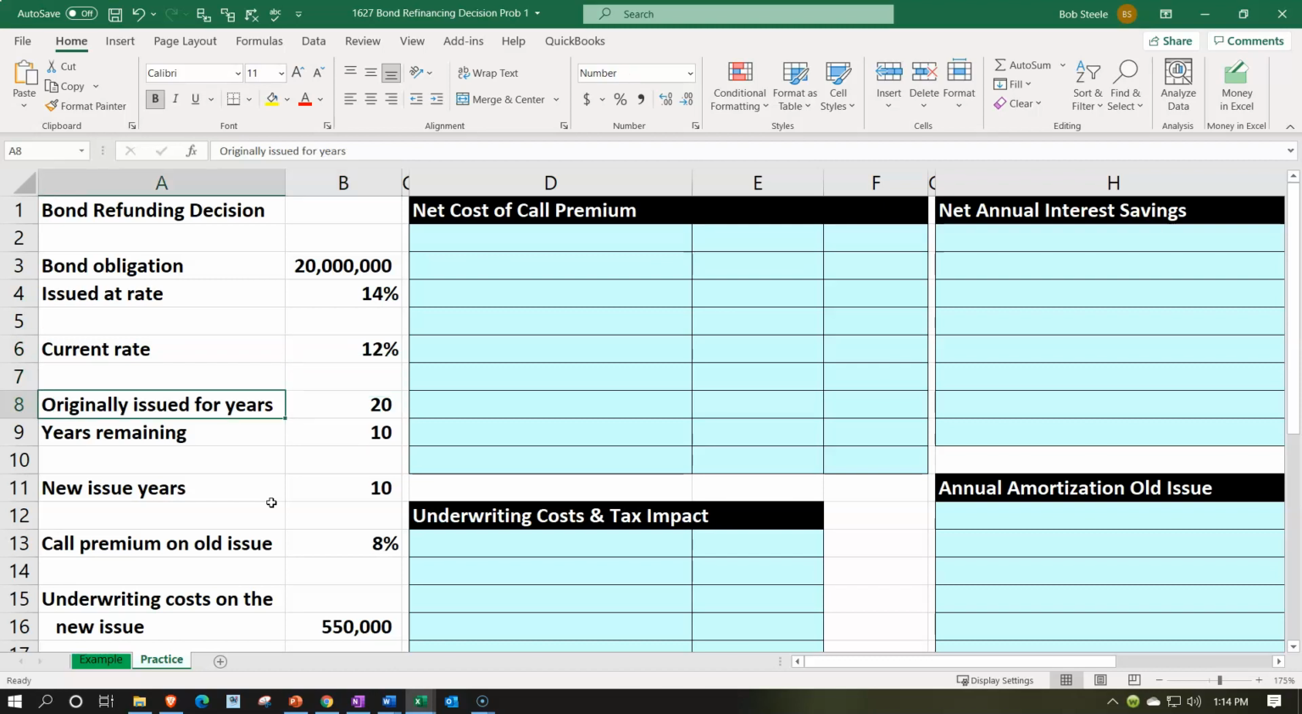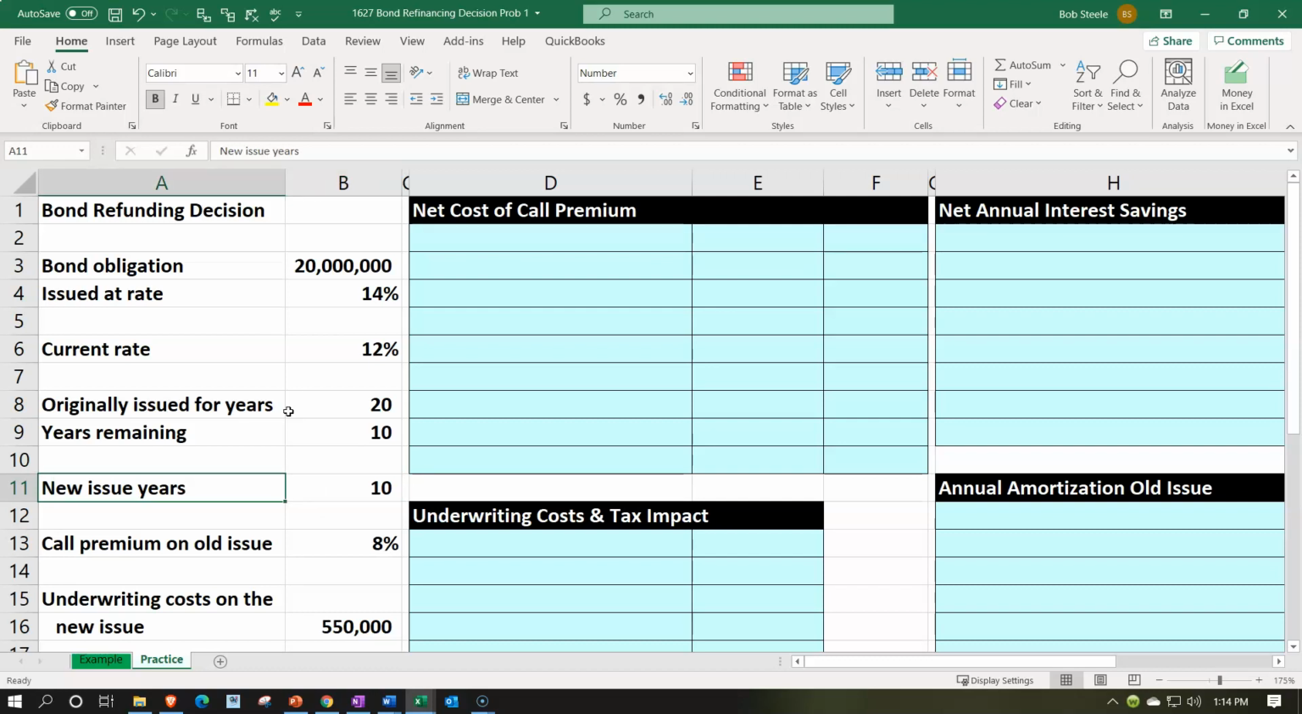So then we have the original issued for years. The original bonds were issued for 20 years. The years remaining at this point in time are 10 years. Now, if we were to issue the new bonds, we're assuming we issued them for the $20,000 at the current rate of 12% for the remaining time period that would be there on the old bonds, basically refinancing them for the 10 years.